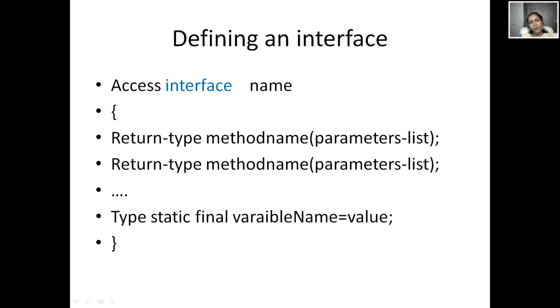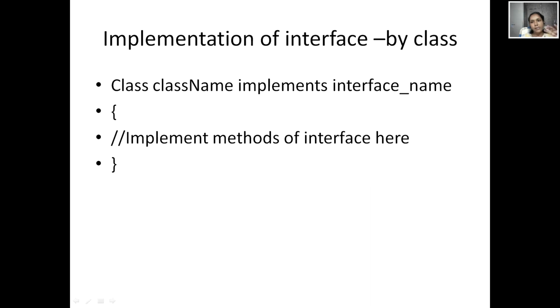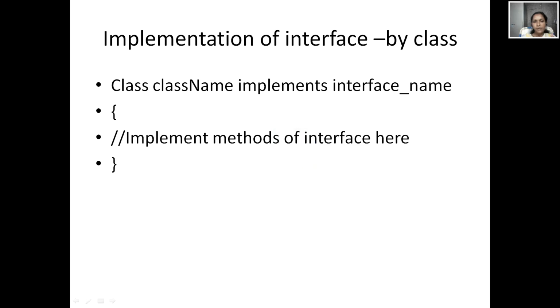You know how to declare an interface: the interface name followed by a set of methods, and the compiler converts it like this. After that, how can we implement an interface? Implementation of an interface is done by classes. It looks like this: class name implements interface name. Implements is the keyword, which is very important.